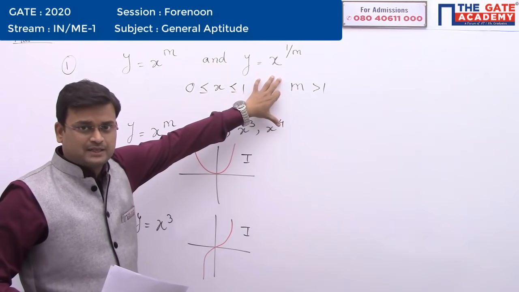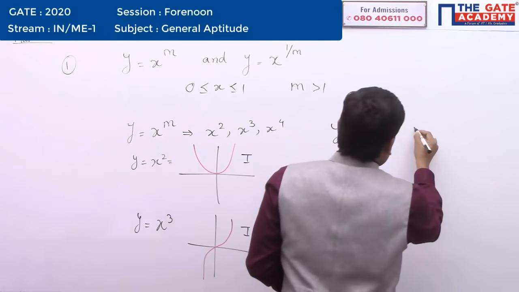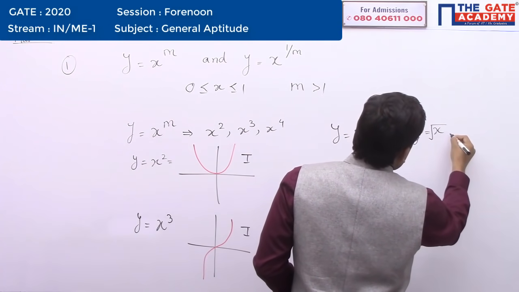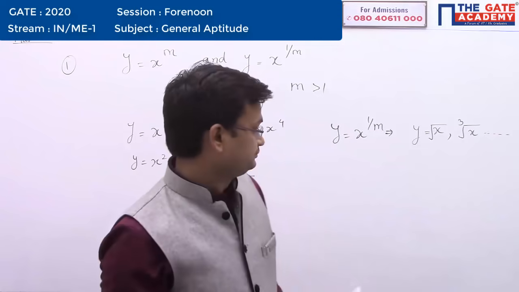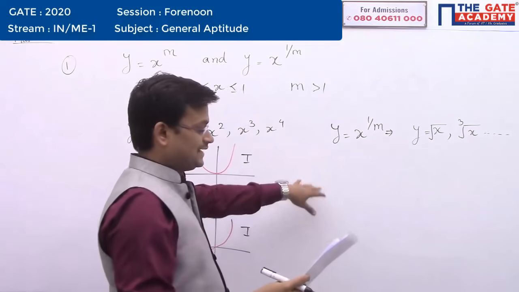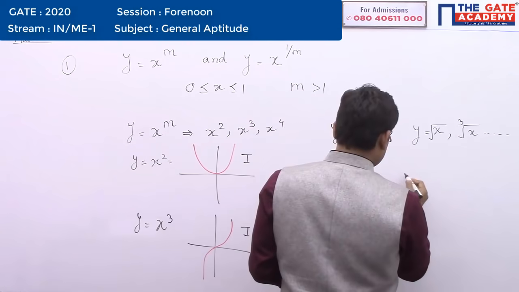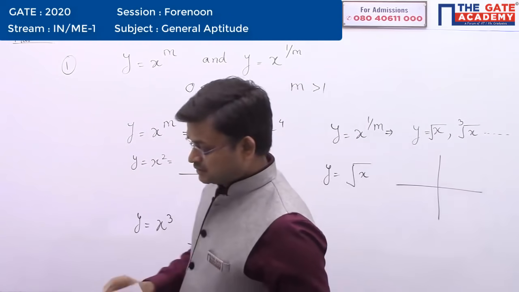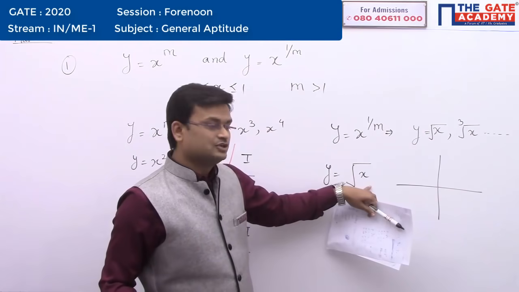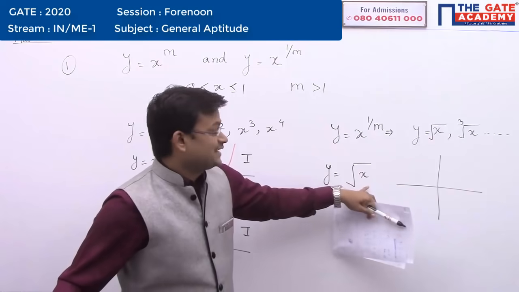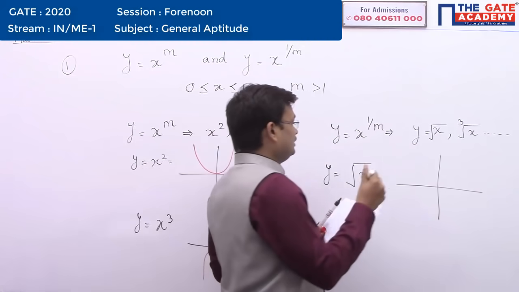Now let's talk about the trickier part: y is equal to x raised to 1 by m. This can be the square root of x, the cube root of x, the fourth root of x, and so on. Sometimes students get confused about what to do with this, so let's try to plot it. For y equal to root x, if x is 1, y is 1; if x is 0, y is 0. If x is 4, y is 2. If x is 9, y becomes 3. That means the graph will look like this.